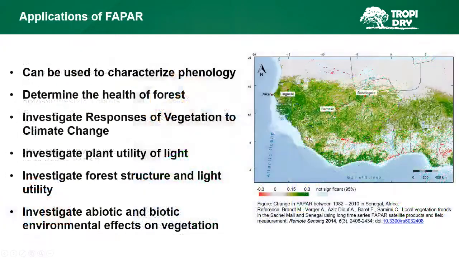Yeah. So the applications of FAPAR are that it can be used to characterize phenology, like I showed you in that previous phenological example. It can be used to determine forest health, like NDVI, but in a slightly more robust way. It investigates the responses of vegetation to climate change. It also investigates the plant's utility of light, because not all plants utilize light in the same way.